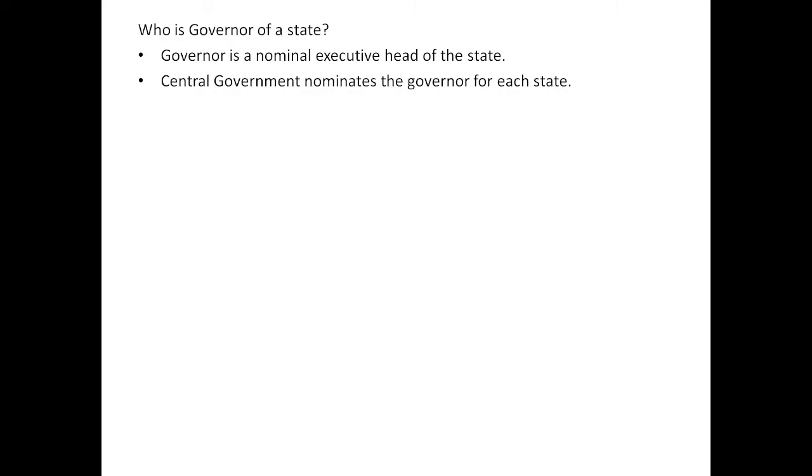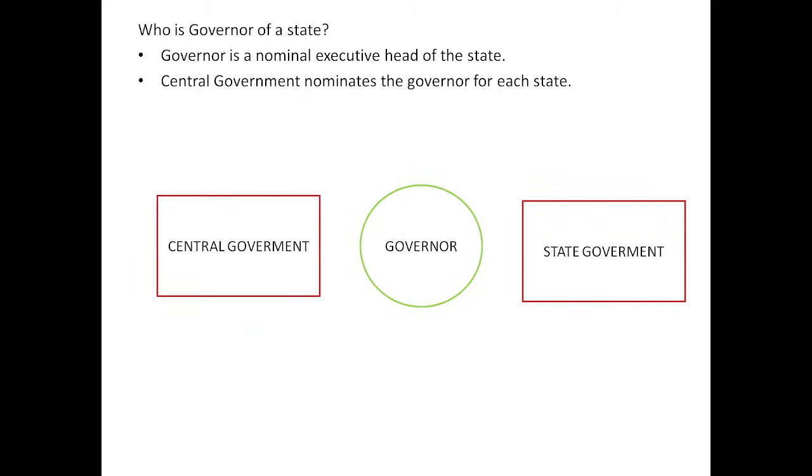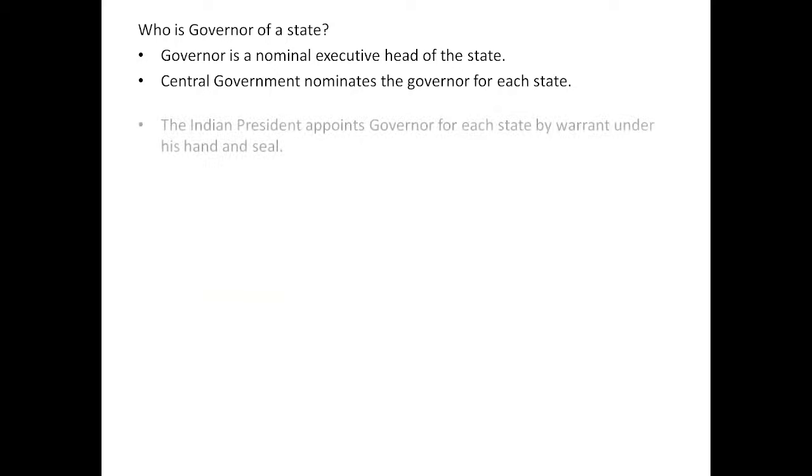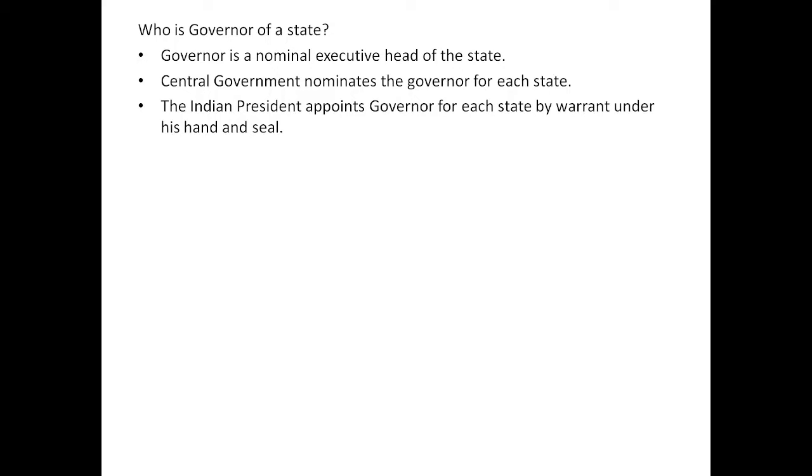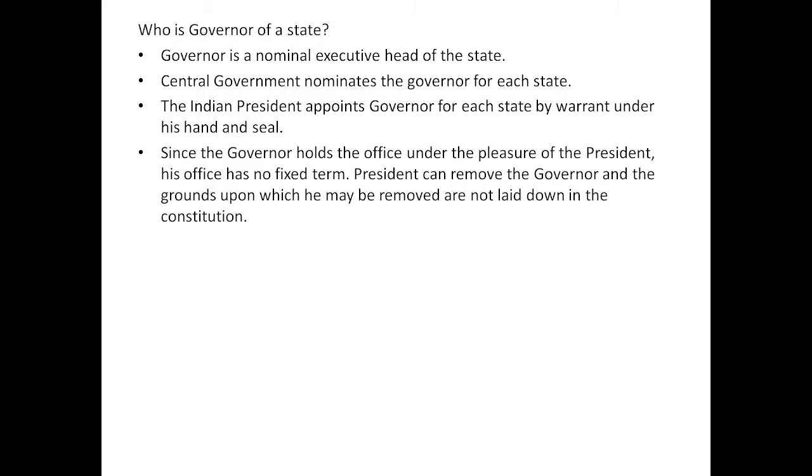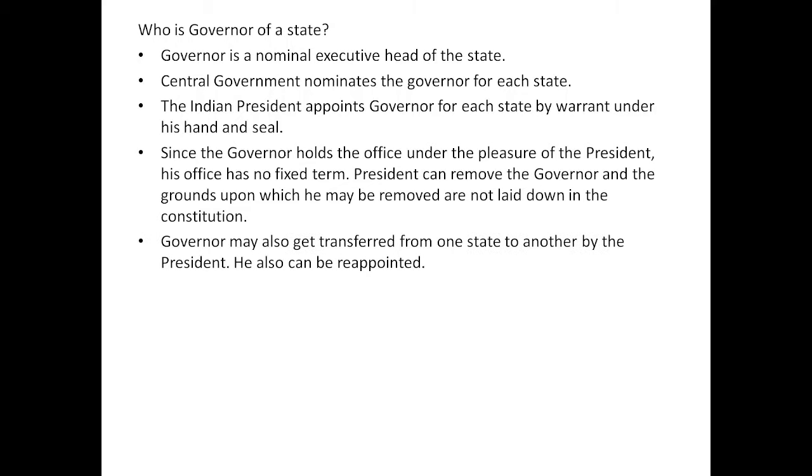So you can see the relation of the state government, the central government and the Governor. Here lies the state government and here lies the central government, and the Governor acts as a bridge in between the central government as well as the state government. Even though the central government nominates the Governor, the Indian President appoints the Governor for each state by warrant under his hand and seal. The Governor's removal is not prescribed in the Constitution, and he can be removed anytime at the will of the President, and he can be reappointed or transferred from one state to another state.